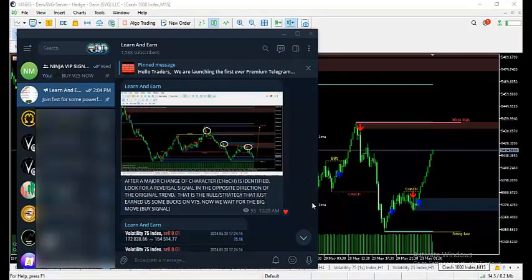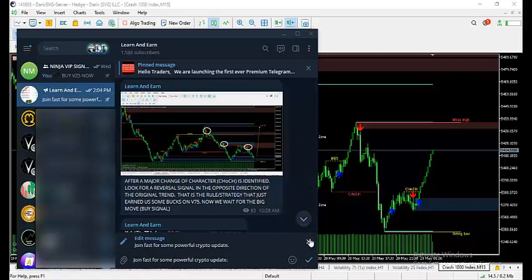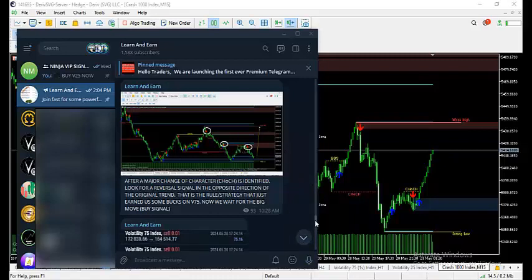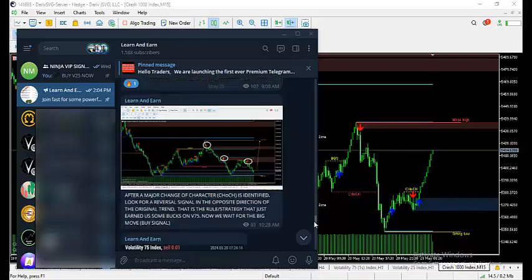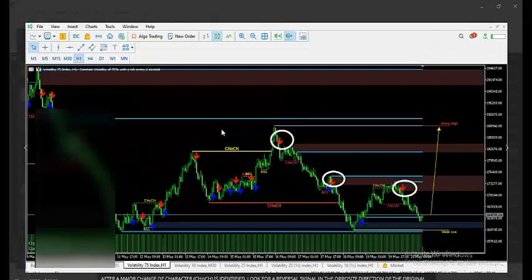You can see on our Telegram channel we are sharing signals with this system. You can see it over here. You can see some of the results. This is volatility 75.